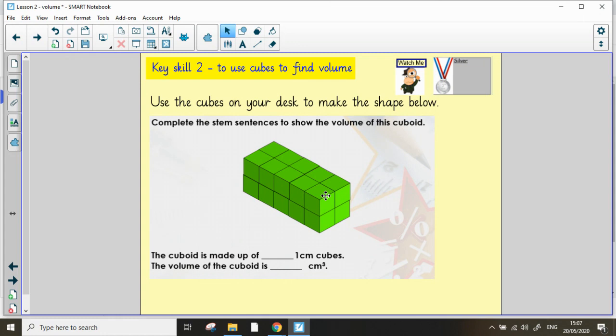I've got on this top layer 2, 4, 6, 8, 10. I've got 2 lots of 10, so I know that my cuboid is made up of 20 centimetre cubes. If you've made that shape using the cubes, you can count them and check them now. Now, if the cuboid is made up of 20 centimetre cubes, the volume of the cuboid is 20 centimetres cubed. I apologise for my writing with the mouse. Hopefully it's clear enough for you all to read.